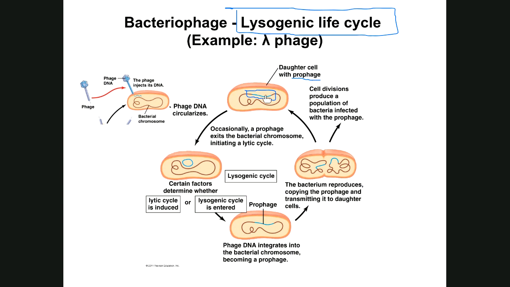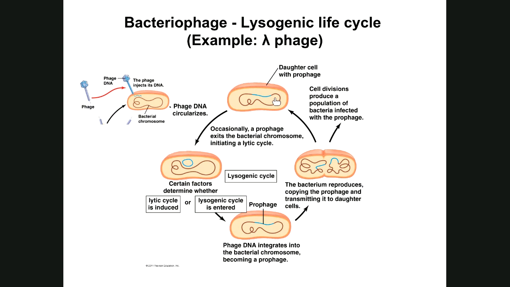Once that occurs, what was discovered to happen was that the genetic information, as well as the viral DNA, doesn't undergo gene expression and it's not replicated. It sits there dormant, hiding within the bacterial DNA. It is a part of that bacterial circular DNA.